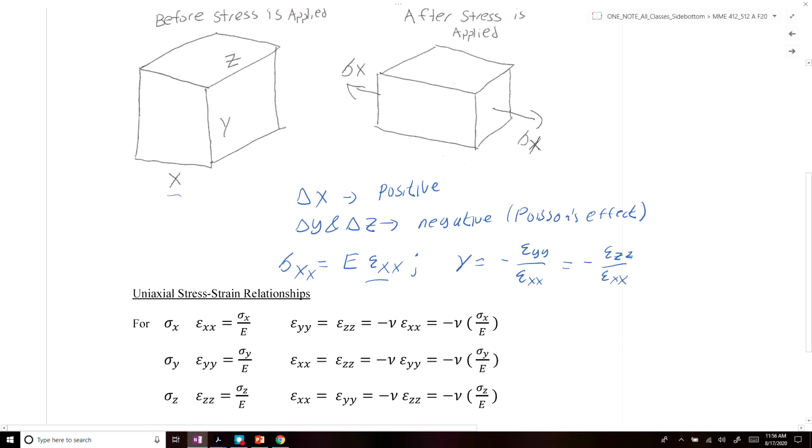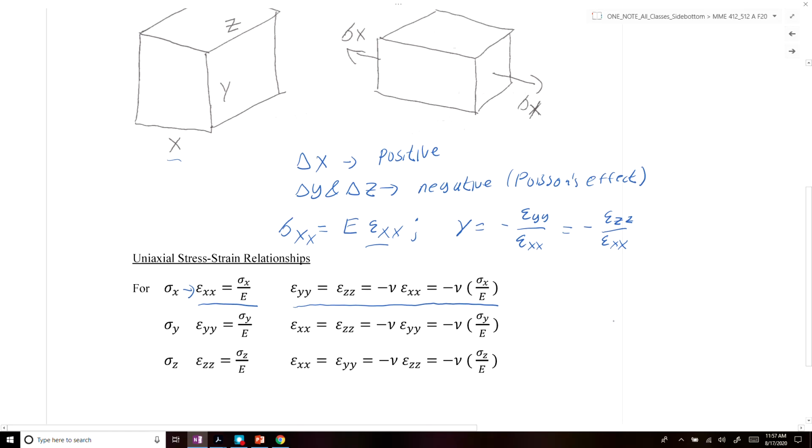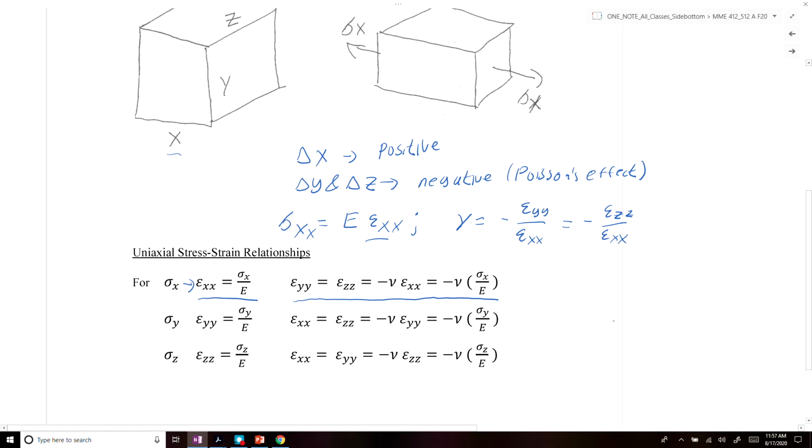So for a stress in the x-axis, it would create a strain in the x-axis equal to sigma x over E, and then the corresponding strains due to the stress in the x-axis would be equal to minus the Poisson's ratio times the strain in the x direction. We can repeat this process for a stress applied in the y direction, to see what strains it would cause in the y, x, and z axes, and the same thing for the z direction.